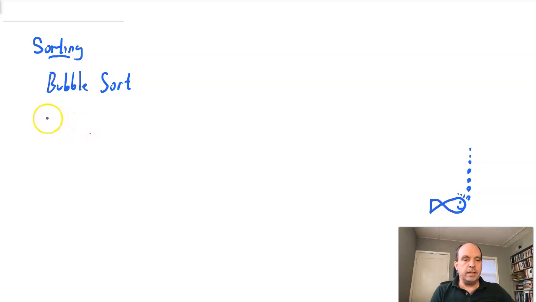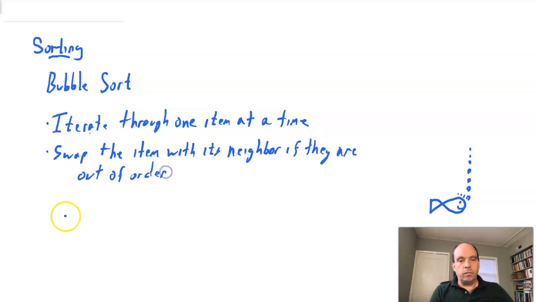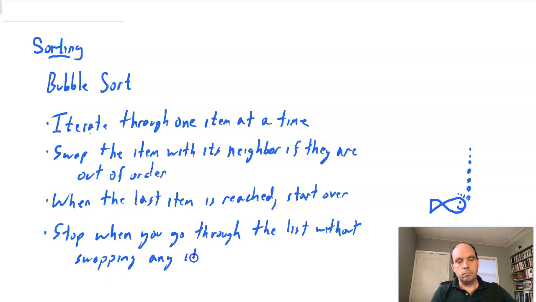The bubble sort goes something like this. We iterate through the list one item at a time. Compare the item with its neighbor, and if they're out of order, swap them. When you get to the end of the list, go back to the beginning and do it again. And then when you go through the list one time without swapping any items, you're done. We can pretty easily make this a little more efficient, but we're going to stick with this. And the reason we're studying the bubble sort is because it's very easy to picture.